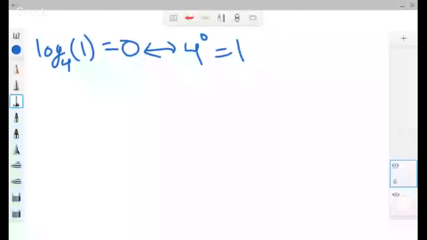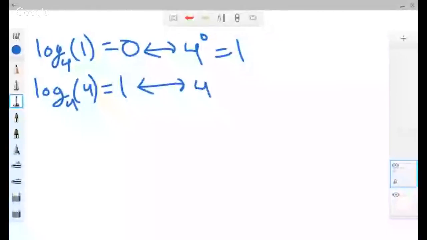If you have base 4 and the same argument in that parentheses there, the answer is always 1, because 4 to the first is always 4. Again, these are just examples. You can do it with any base here.